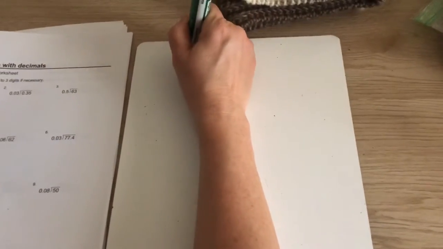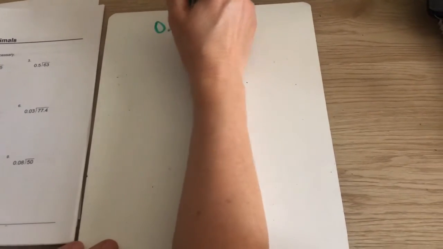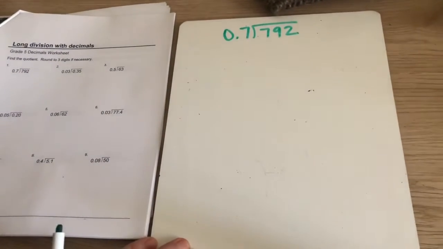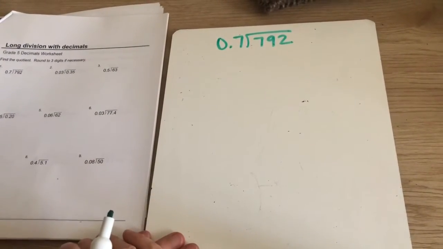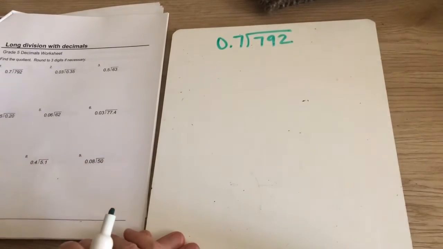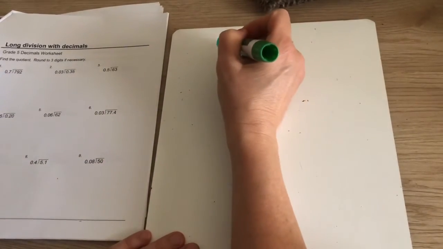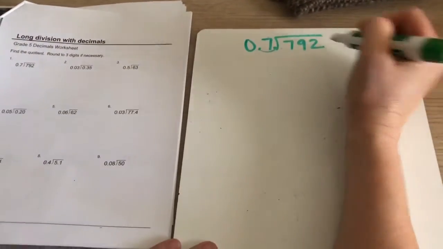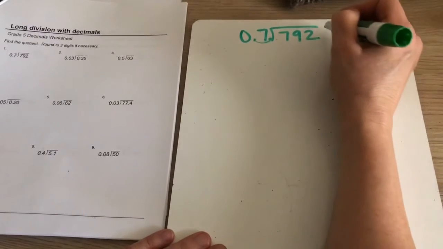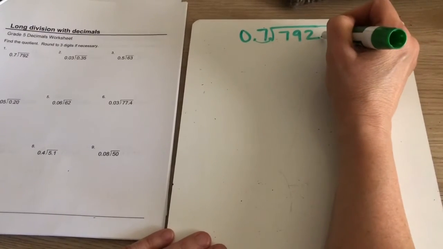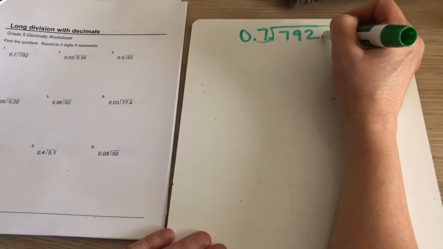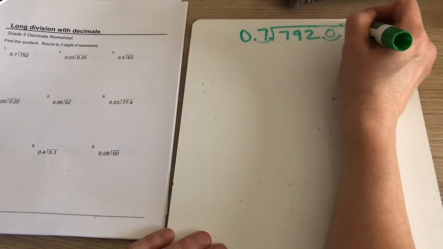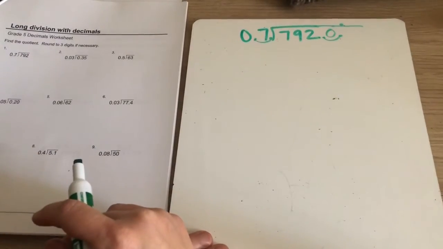So we're going to start off. It is 792 divided by 7/10. The first thing we have to do is make sure that the divisor is a whole number. So we're going to multiply by 10 and move the decimal over 1 space, and then that means we also have to do the same thing for the dividend. So we'll start with the invisible decimal here and move it over 1 and bring it up to the top so we don't forget. And then we're going to just divide like normal.